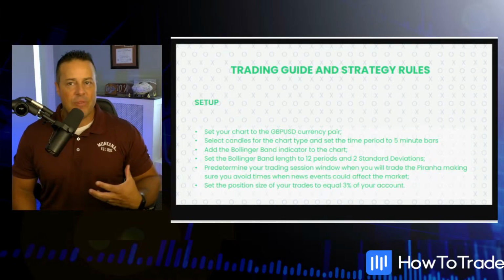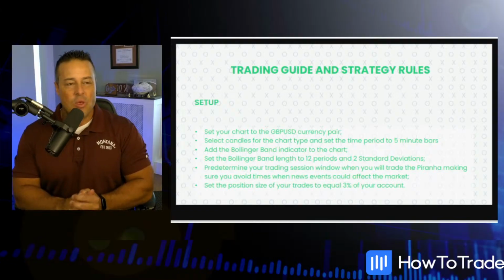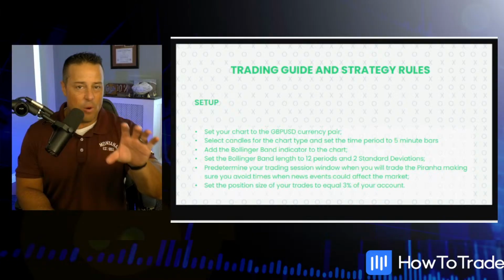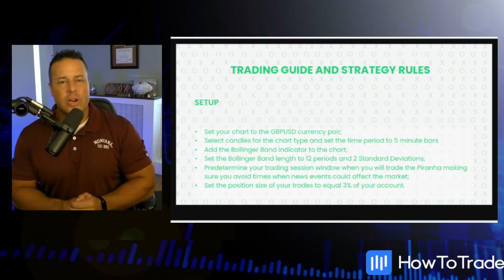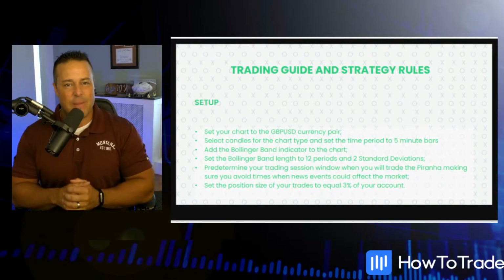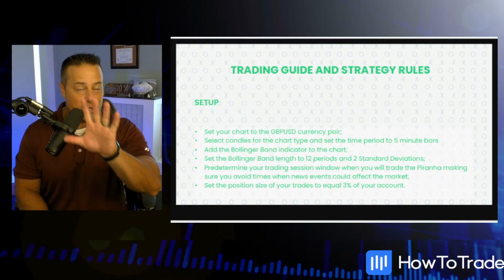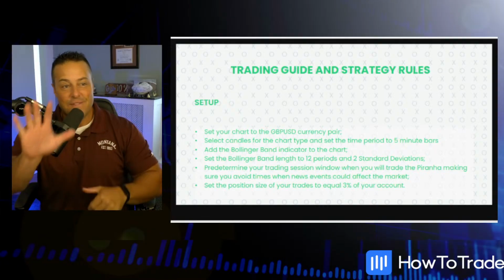To get set up with this, you're going to have to add an indicator, and what we're going to use is the Bollinger Band. We are going to start out with the Great Britain Pound USD. That's the currency pair we're going to focus on in the beginning, and I'm going to show you how to apply this to other markets as well. We're going to select candlestick charts. That's fine. You can use OHLC bars, though; you don't need to use candlesticks. But we're going to use the 5-minute chart. So if you're an intraday scalper and you want to be a Piranha trader, it's on the 5-minute chart.